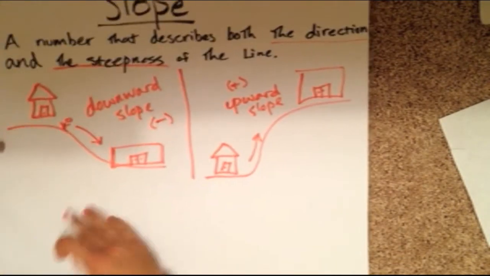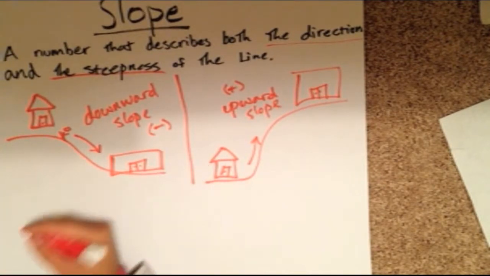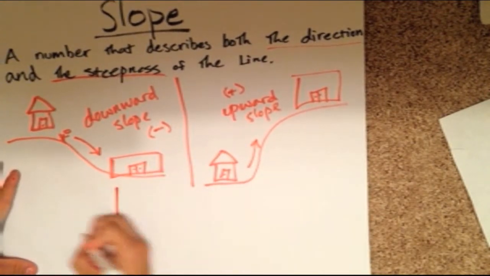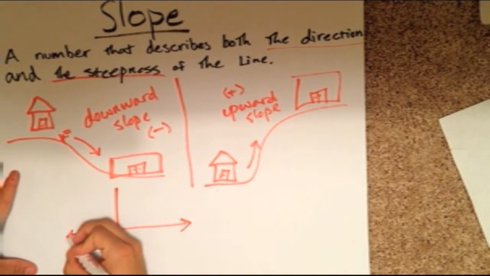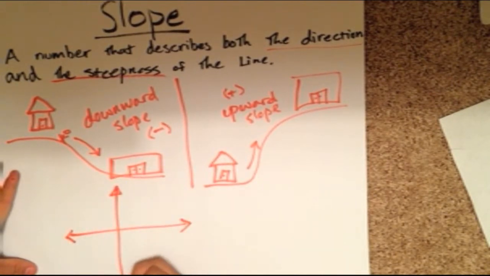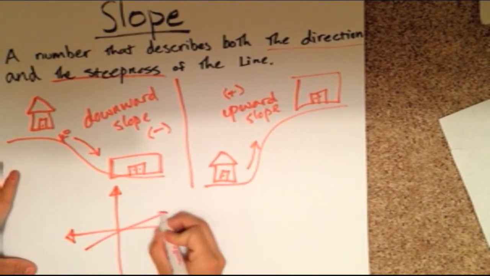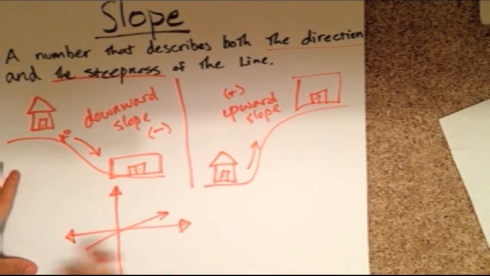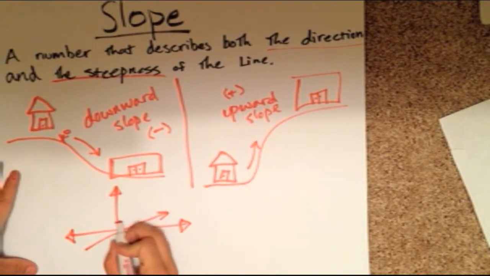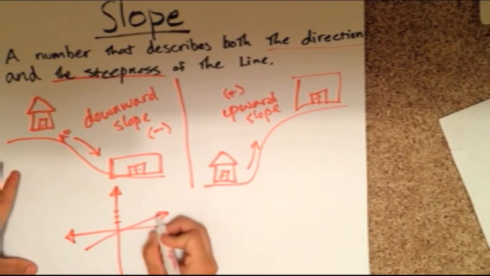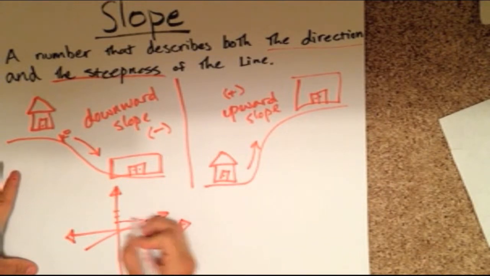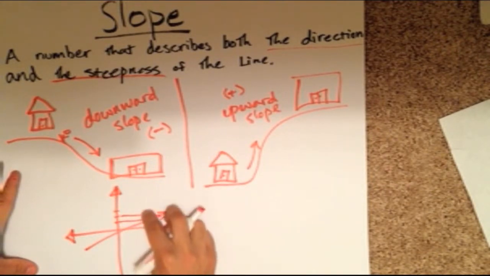Next, we want to look at the steepness. The steepness depends on how rapidly y is changing. If we have a line like this, as we look at it from left to right, as x increases, the y variable only increases by a little. See right here? It's only increasing by a small amount.